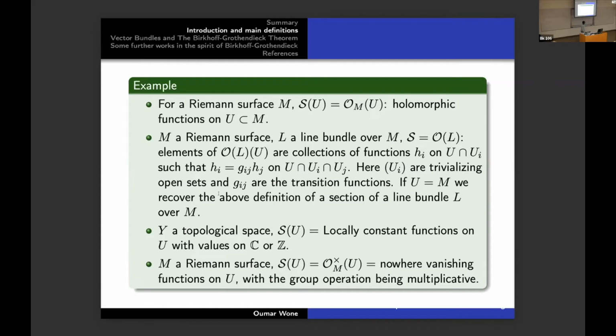Now let us take a topological space, and we define S(U) as the locally constant functions on U with values in C or Z. This is also a sheaf. And finally, if we take a Riemann surface and we define S(U) as O_M star of U, which means that we take the nowhere vanishing functions on U with the group operation being multiplication, this is also a sheaf.